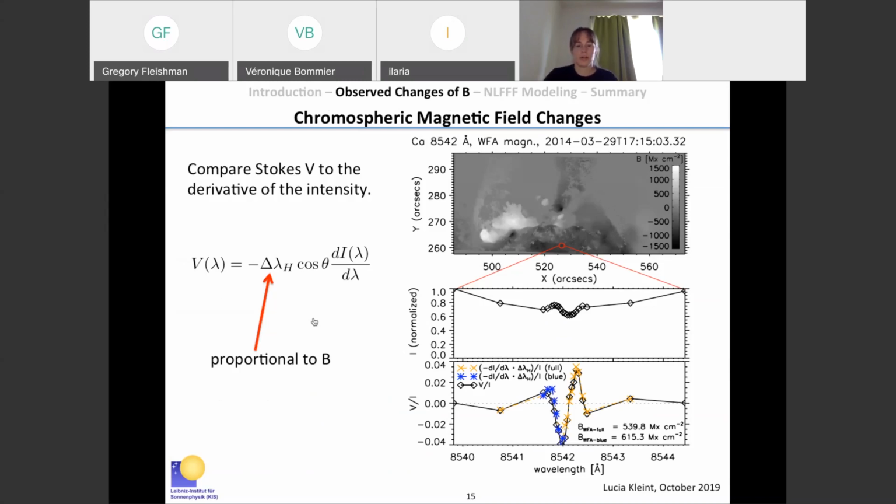We could do it for every single pixel, and we got a magnetic field value in every pixel, every single time step in 1.5 hours. And then again, with the arctangent fitting, we could derive the chromospheric magnetic field changes.